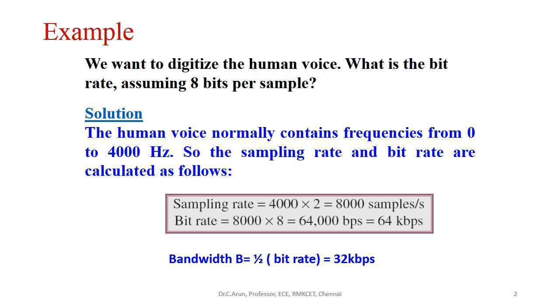Then the bit rate is 8000 into 8. This 8 represents the bits per sample. So 8 into 8000 is 64,000 bits per second. That means 64 kbps is the bit rate. The bandwidth requirement is equal to 1 by 2 into the bit rate, so 32 kbps is required.